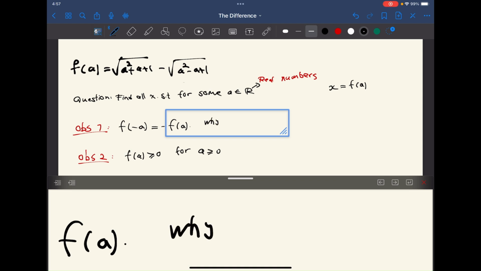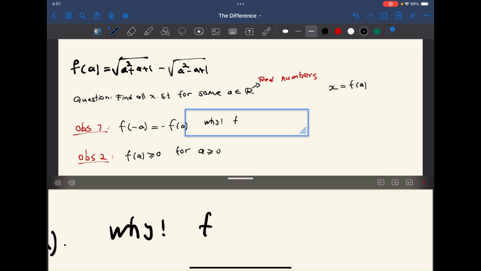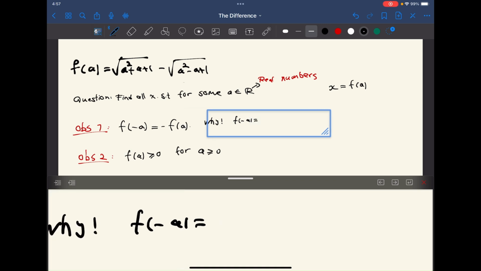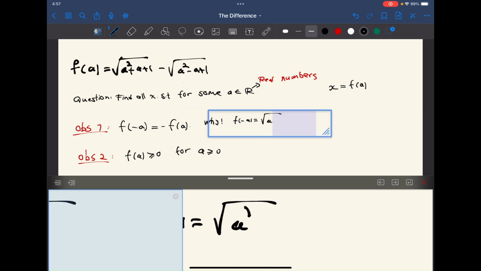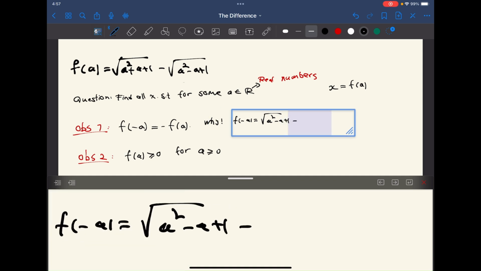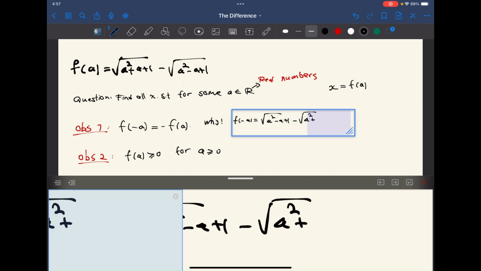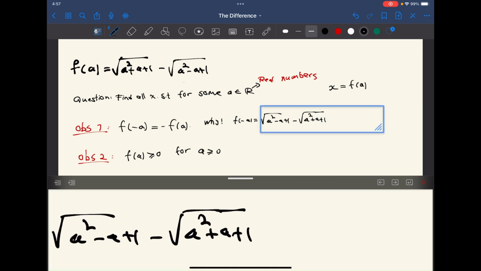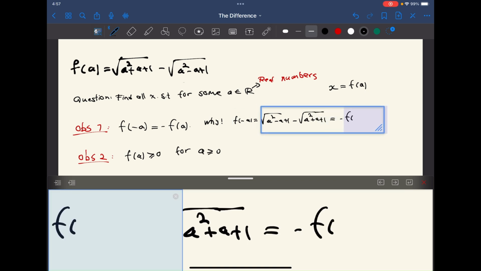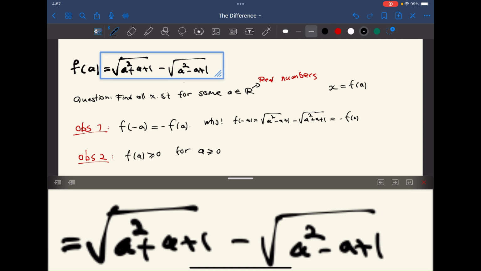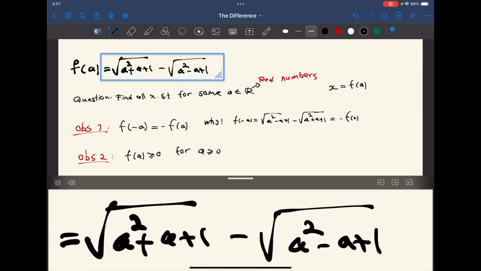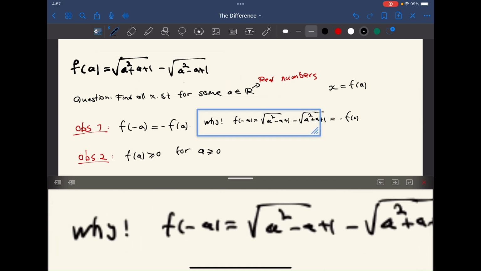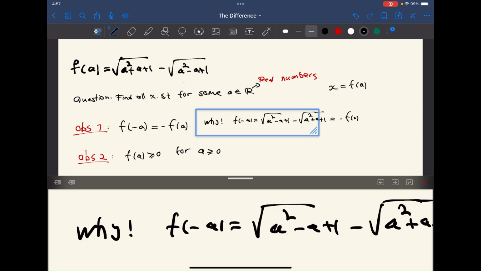The first observation is sort of clear. Why? The reason for it is that f of minus a is root of a squared minus a plus 1 minus root of a squared plus a plus 1. And this is basically minus f of a. So I'm swapping the order of these two terms here by just using minus a instead of a.